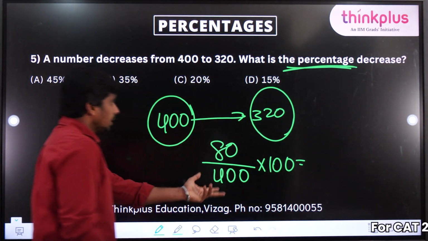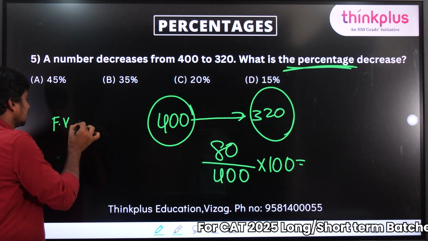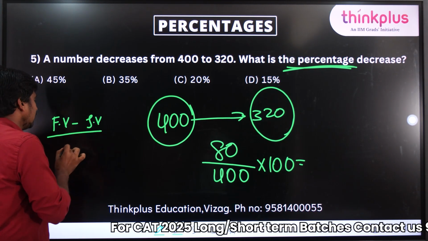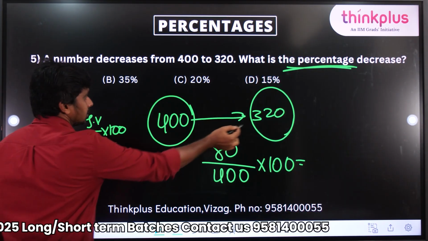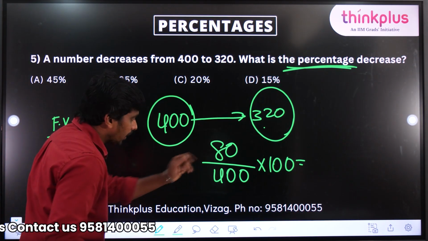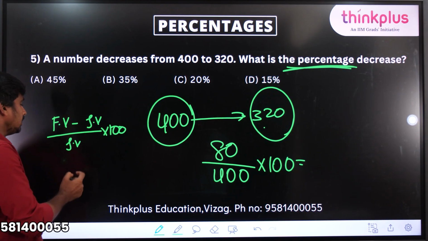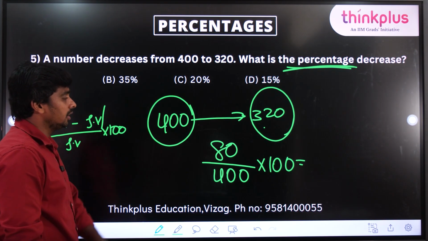This one is converted into the formula: final value minus initial value, divided by initial value, into 100. The same thing we did. The final value is 320 minus 400. It's 80 by 400 into 100. You got minus 80. That's why it's a decrease, right? So we can use modulus here for removing the decrease sign.